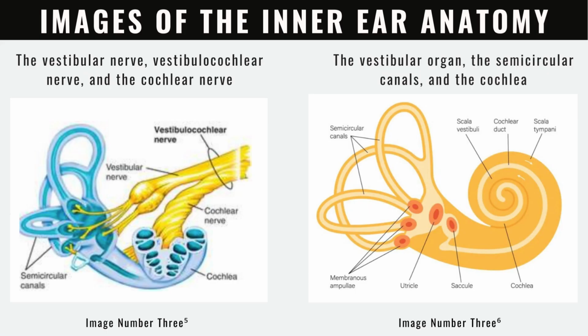Here are some images of the inner ear anatomy. The first one shows the vestibular nerve, the vestibular cochlear nerve, and the cochlear nerve. The second image that is shown is the vestibular organ, the semicircular canals, and the cochlea.